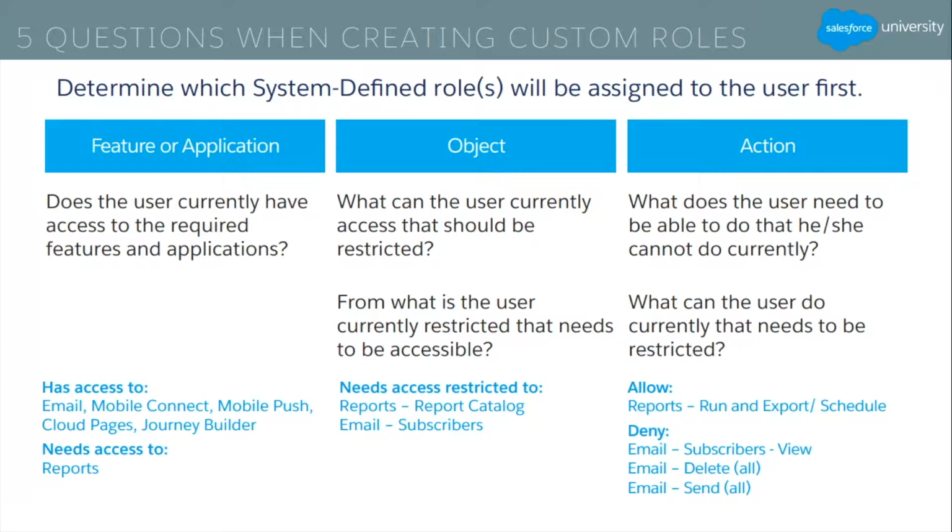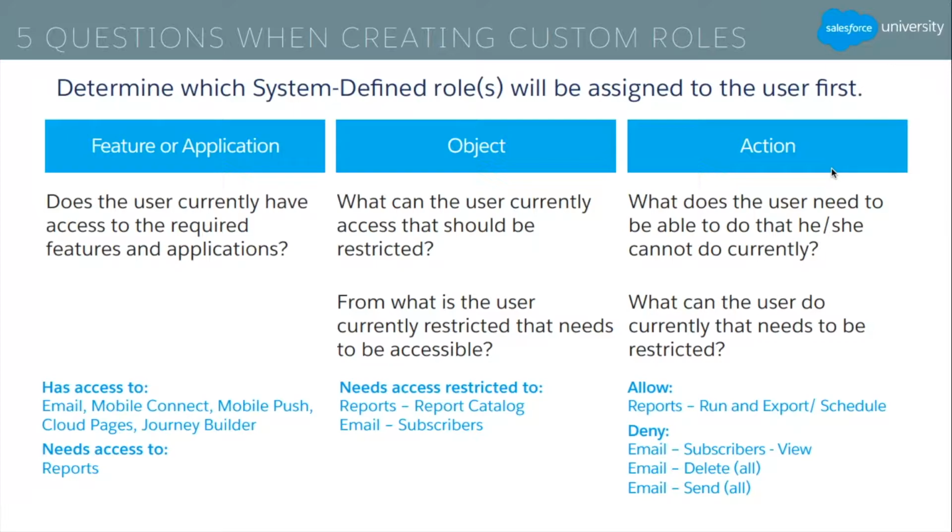When we're creating custom roles, there are five questions we should always ask. First of all, the feature or the application being used. Does the user currently have access to the required feature or application? If they have access, what can the user currently access that needs to be restricted? And from what is the user currently restricted that they need to have accessible? And then finally, the actions. What does the user need to be able to do that he or she currently cannot do? And what can the user currently do that needs to be restricted?